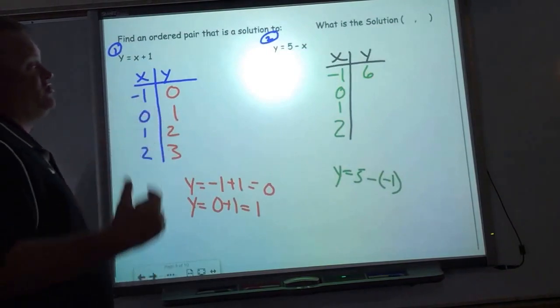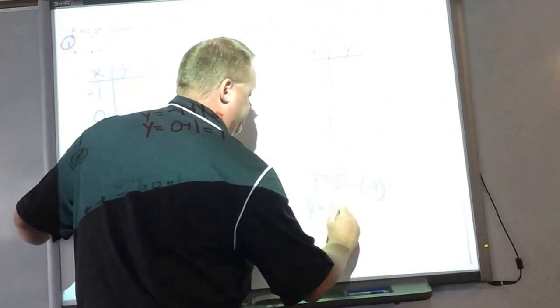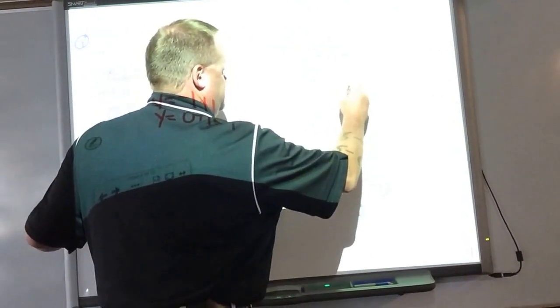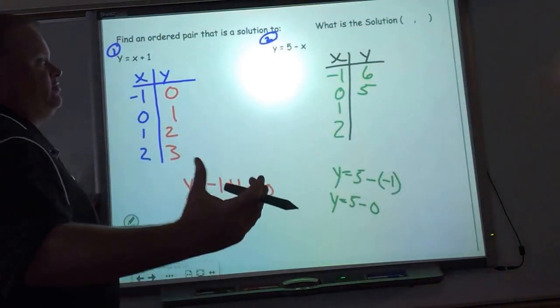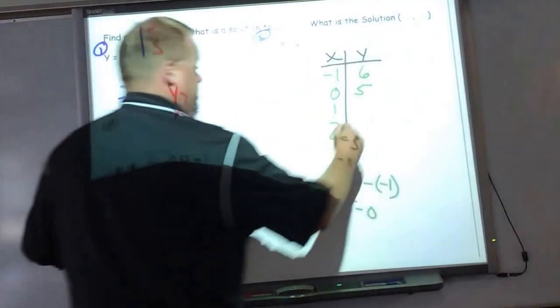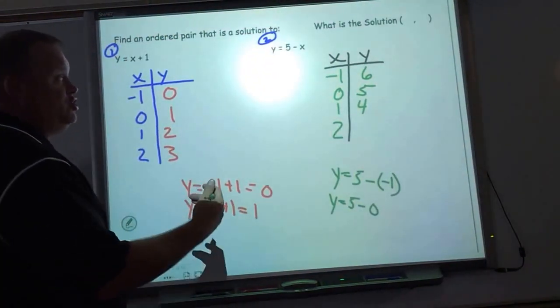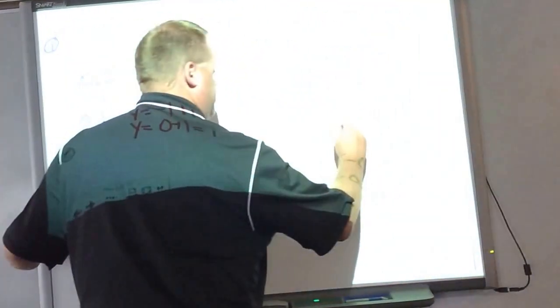Well, I'm going to do the same thing for all 4. Y equals 5 minus 0. So that just becomes 5. And I'll do the other 2 in my head. Y equals 5 minus 1. So that is 4. And then y equals 5 minus 2, which would become 3.